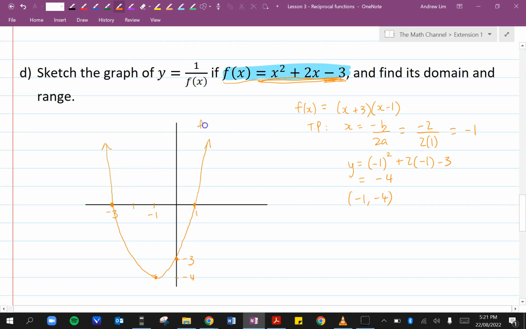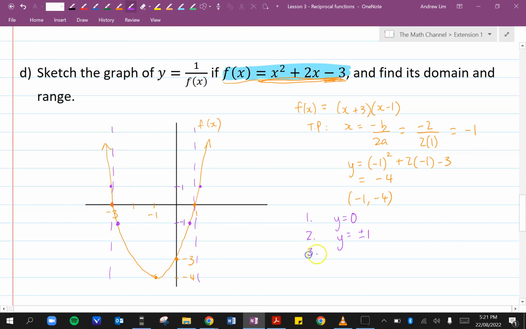Okay, so this is f of x. So if we want to work out 1 over f of x, we can now look at when y is equal to 0, the y values, the x-intercepts, over here and over here. We can now look at when y is equal to plus and minus 1. 1 is here, minus 1 is here. So over here, over here, over here, and over here.